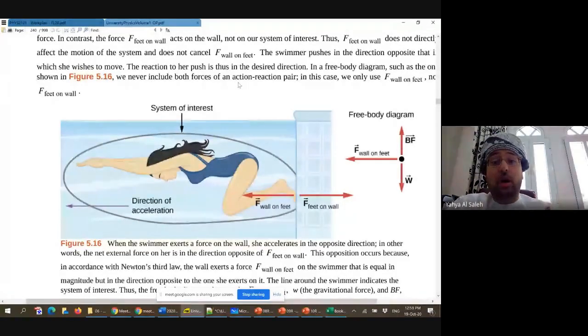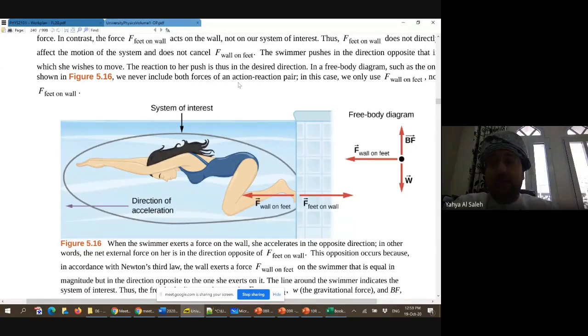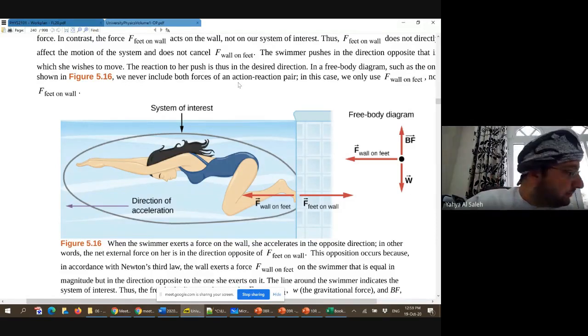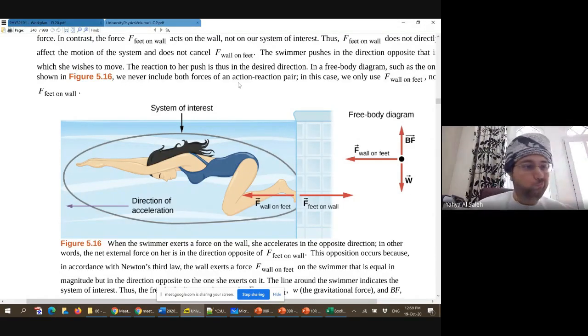She pushed on the wall, so there's a force there, and we said whenever there is a force, F equals ma, there is an acceleration. Why doesn't the wall move? Okay. The force is not enough to move the wall. Okay, that's good. That's good.